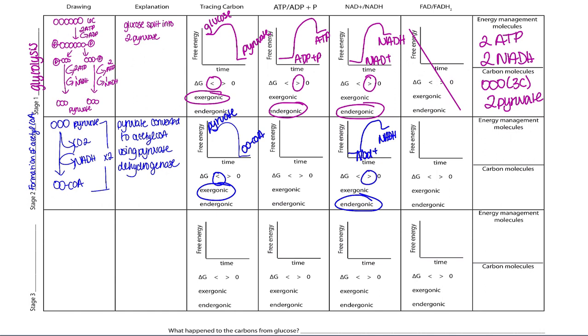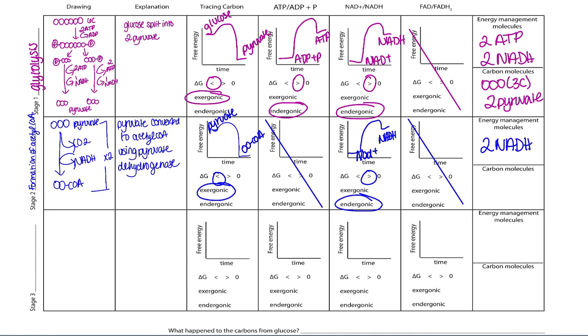Now you'll notice that I skipped the ATP column. We can go ahead and cross that out. The reason for that is, of course, we don't make any ATP during this stage, and we can cross out our FAD column as well because that energy management molecule does not apply here. So at the end of stage 2, we have made 2 NADH.